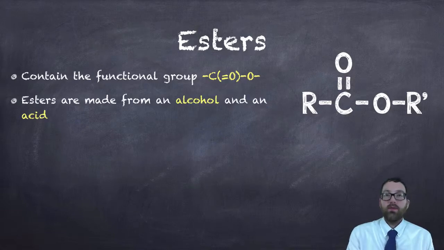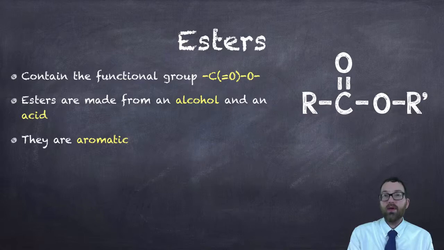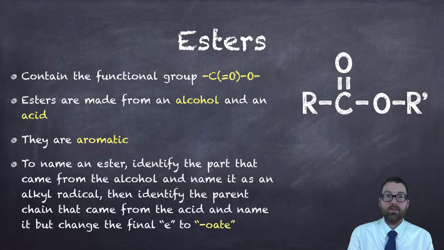So esters are made from an alcohol and an acid. They're also aromatic, which means they have smells. They smell actually quite nice. So esters are where we get all of our artificial smells and flavors from, for things like perfume and candy and things like that, and artificial flavoring in seltzers that taste like lemon. It's not because there's actual lemon in them. There are lemon esters in them.